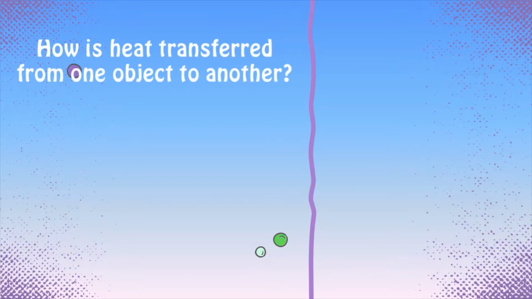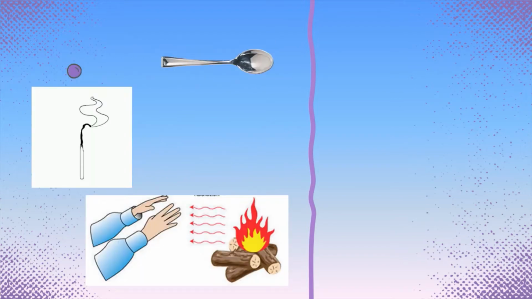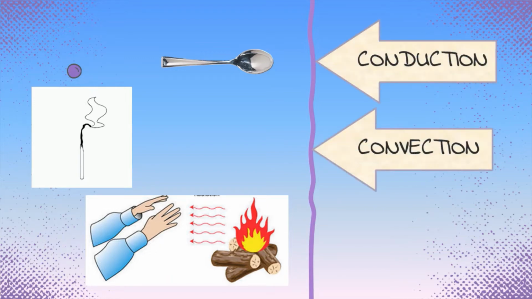But how is heat transferred from one object to another? We know that everything is made up of particles, and when something is hot, its particles have more energy and they tend to move around faster. Now, heat is the transfer of this energy and it always moves in the direction of hot to cold. There are three different ways that heat can move around from one place to another. These methods are known as conduction, convection, and radiation.